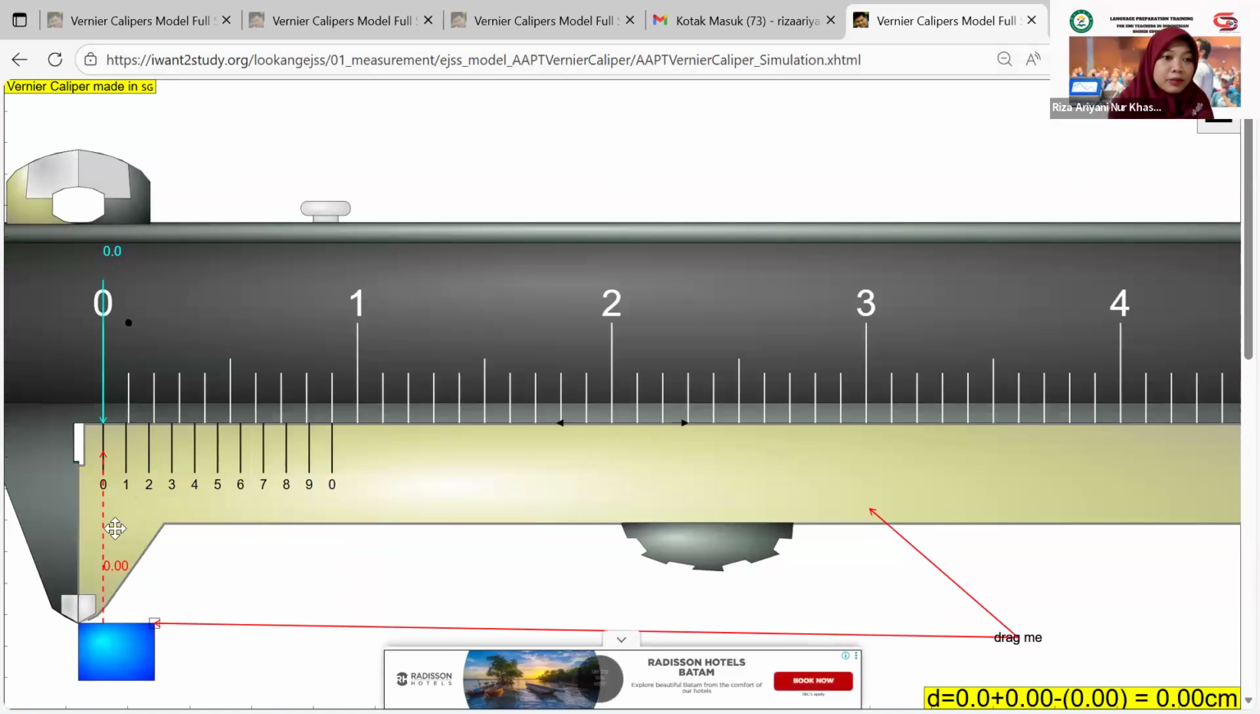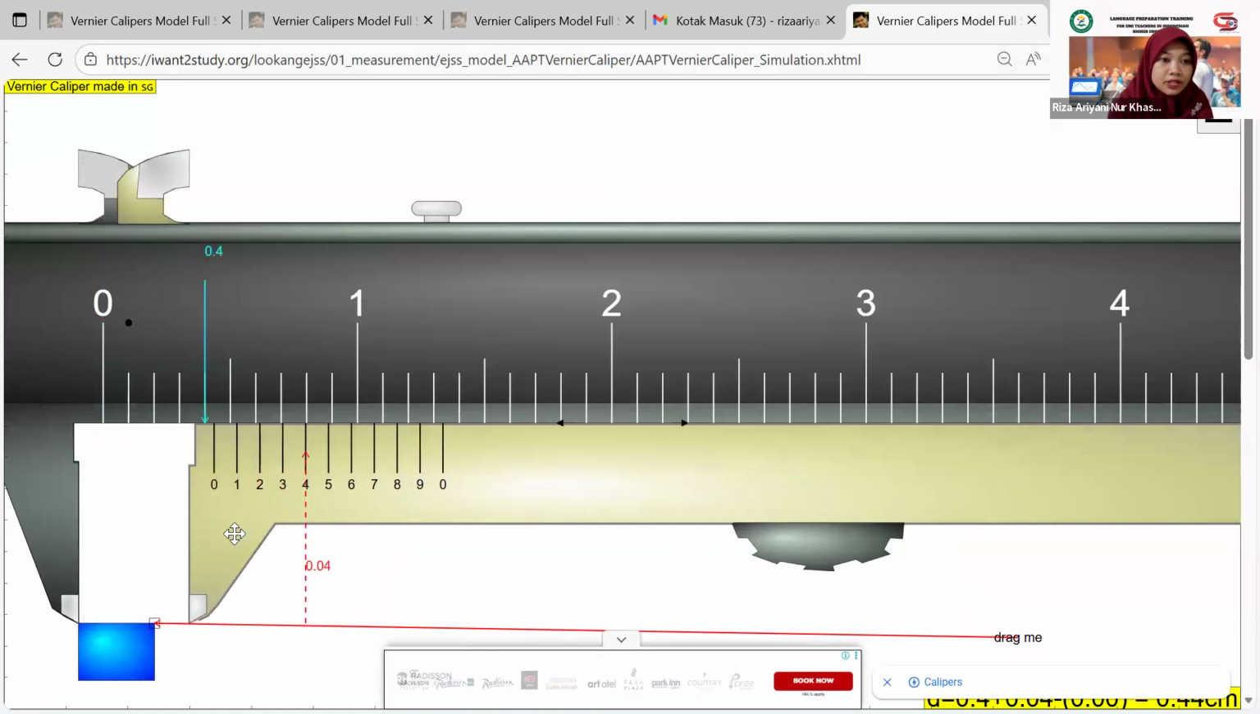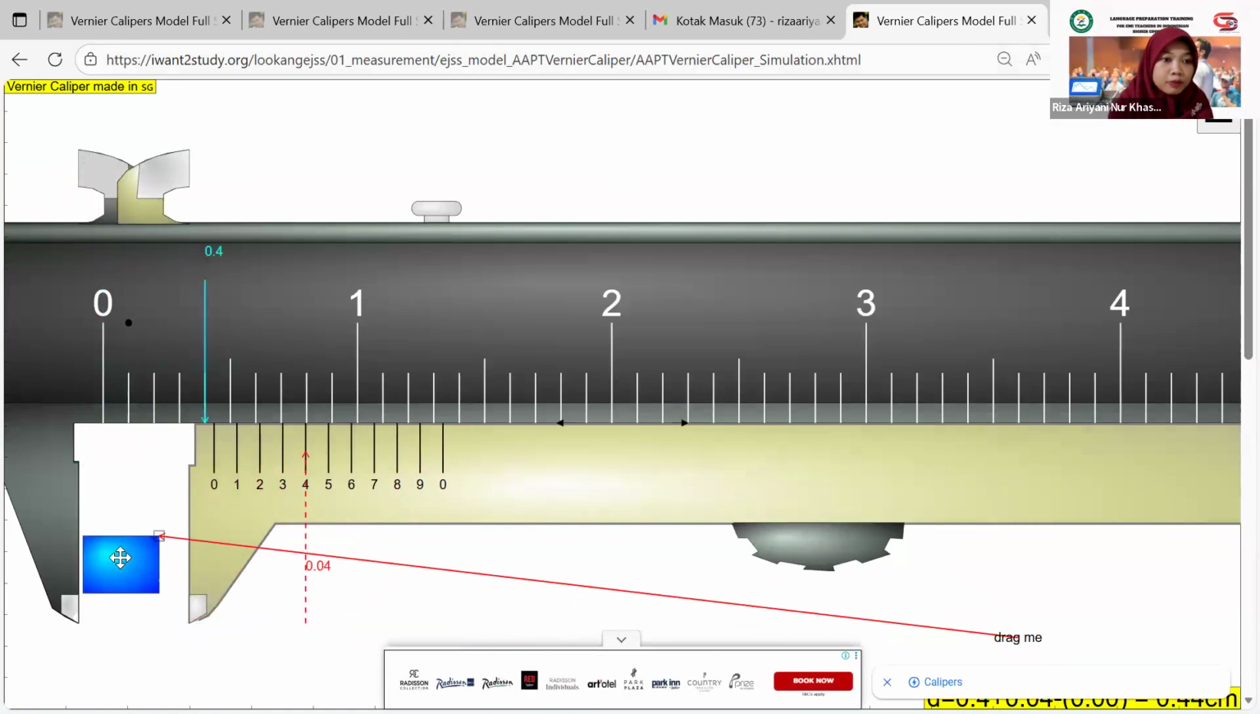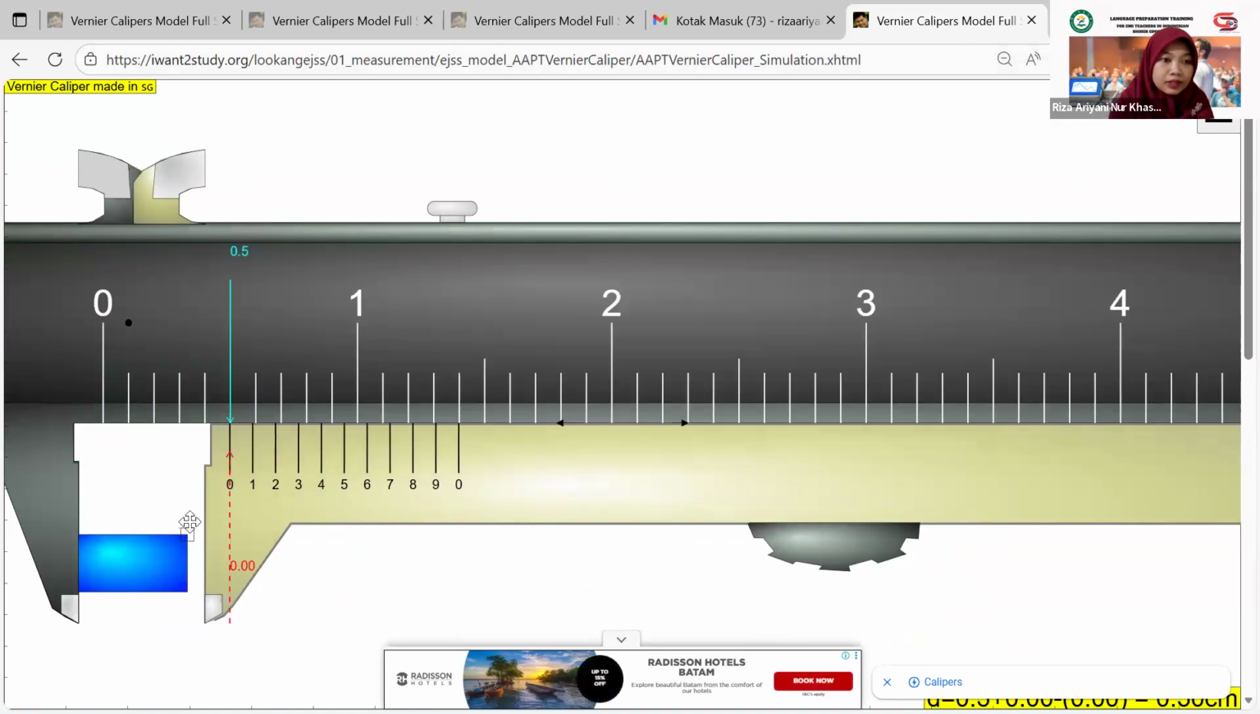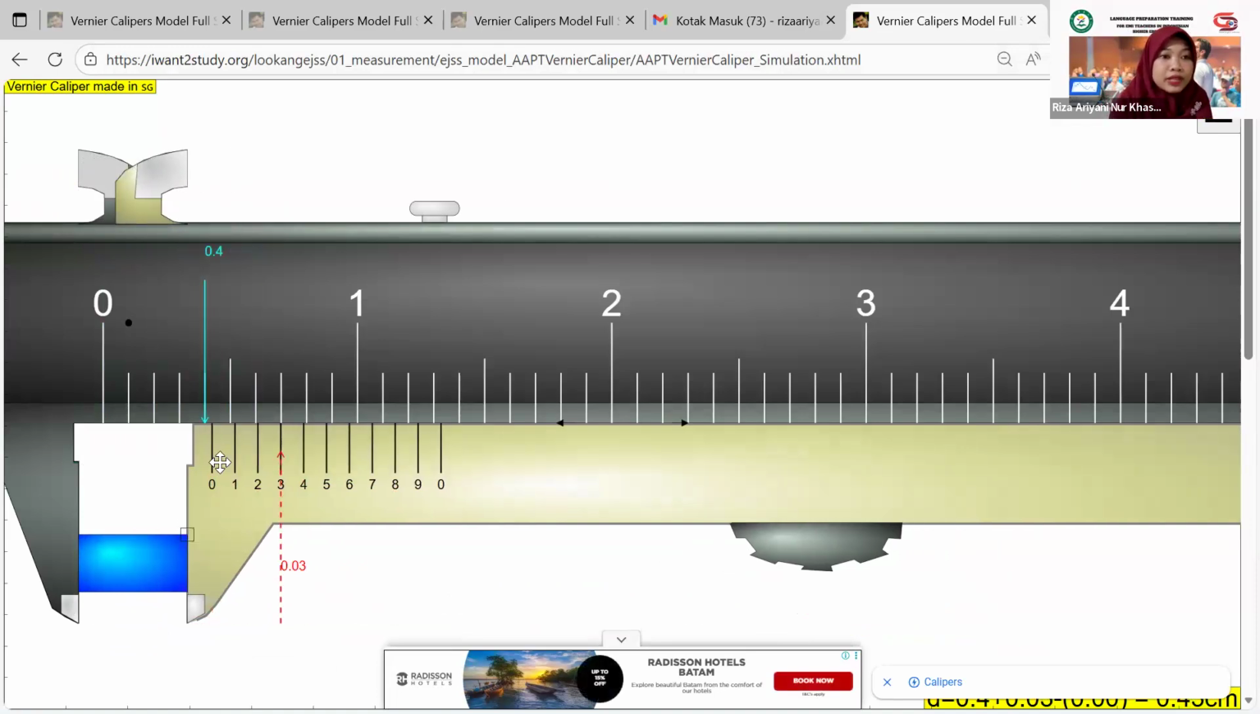Good. Now we can measure the length of the cube. Please drag these external jaws and put the cube inside. You can also enlarge this cube like this. And then here, please read how many lines before 0. 1, 2, 3, 4. It means 4 millimeter or 0.4 centimeter.